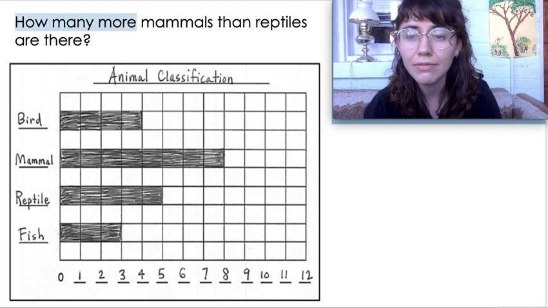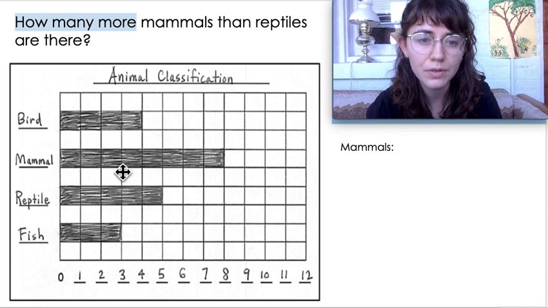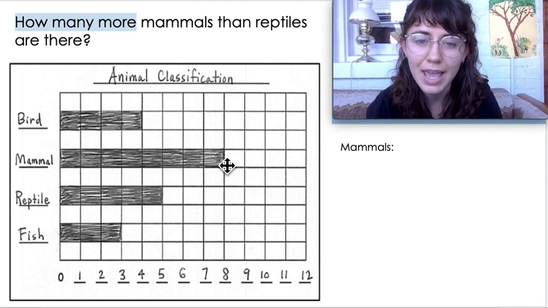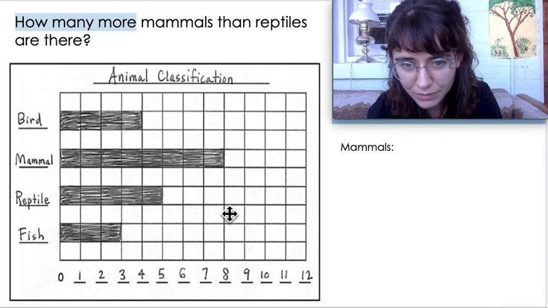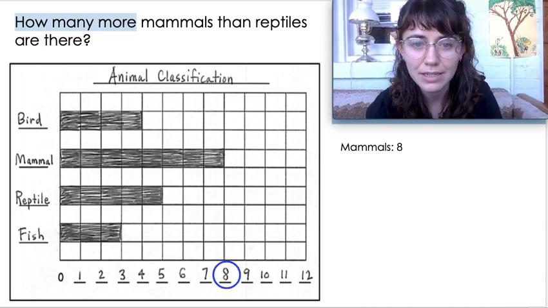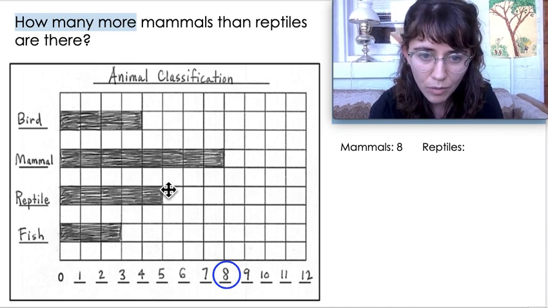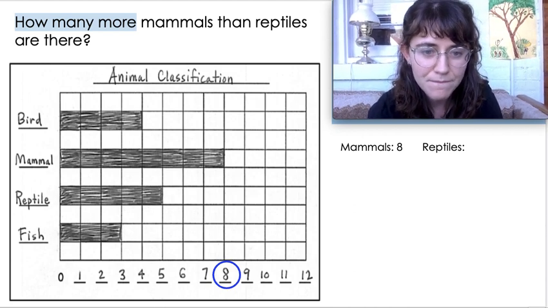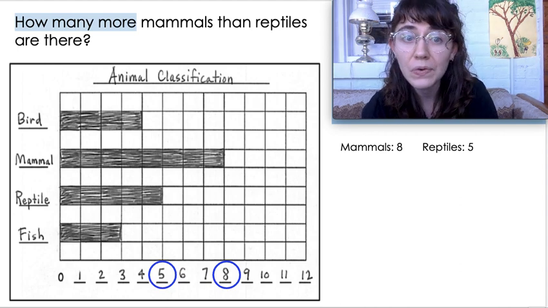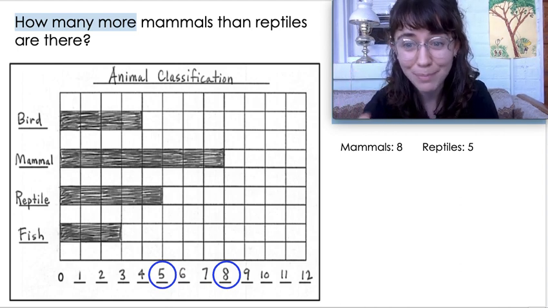Well, first off, let's look at mammals. How many mammals are there? Let's do 1, 2, 3, 4, 5, 6, 7, 8. I counted them, but I also could have just gone down to see that it was 8. So mammals is 8. Reptiles, let's do that strategy of just go over and down. Reptiles is 5. So I'm not done yet because I remember that I have to compare.